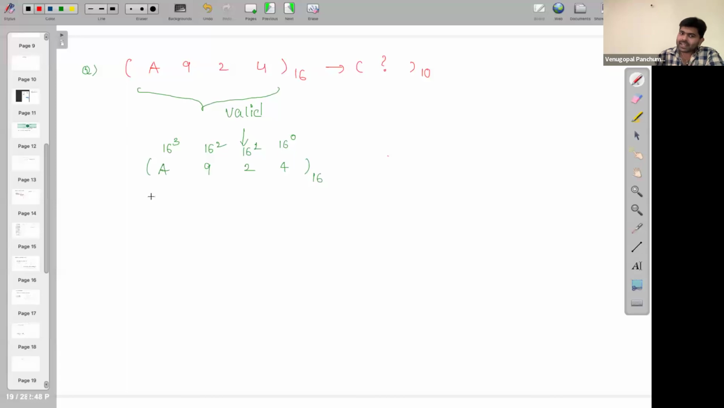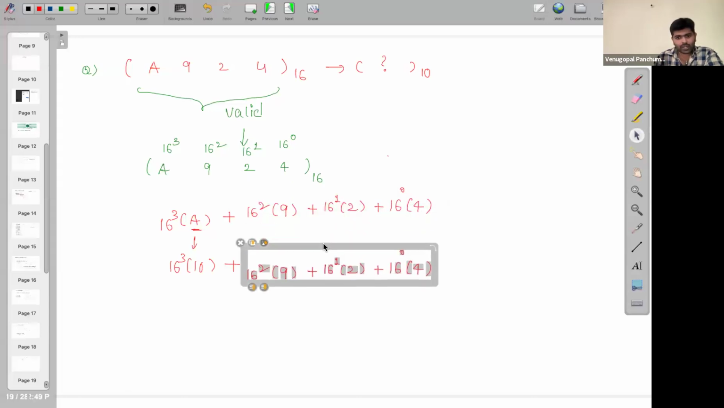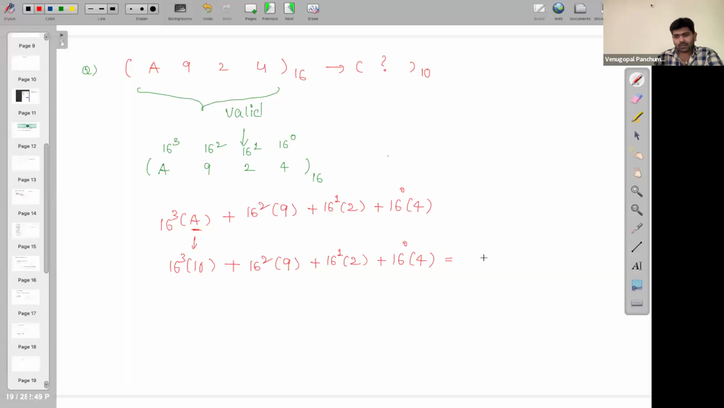But what is A? A is 10. So 16 cube is multiplied by A, plus 16 square is multiplied by 9, plus 16 power 1 is multiplied by 2, plus 16 power 0 is multiplied by 4. Now A is nothing but 10. So now 16 cube into 10, plus this as it is. You can do the calculation and check what the answer is. Take it as homework.